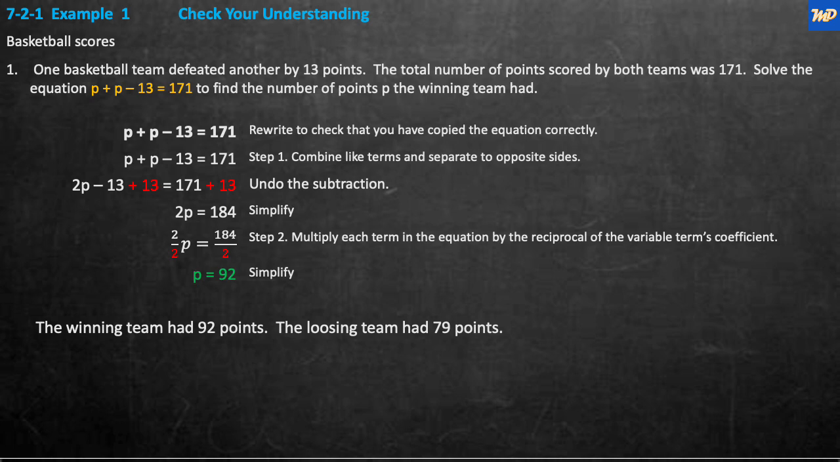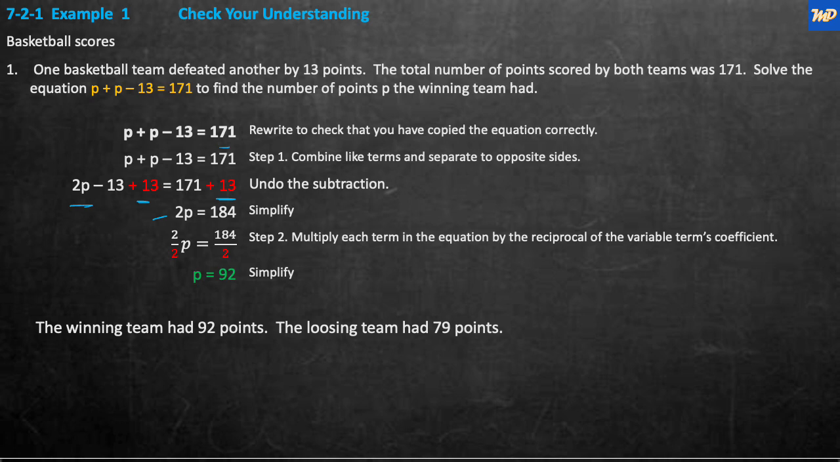So if we rewrite the equation, we're going to get P plus P minus 13 is equal to 171. And if we put this together and start combining like terms, we're going to find out that we have 2P, since P plus P is 2P, minus 13. And since we have minus 13, we have to undo the subtraction and add 13 to this side, and at the same time we'll add 13 to this other side here. So we now have 2P equals 184.